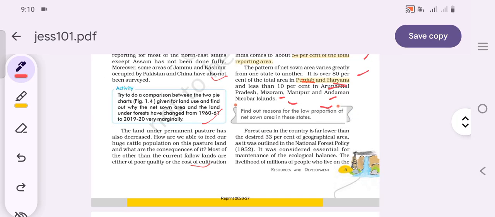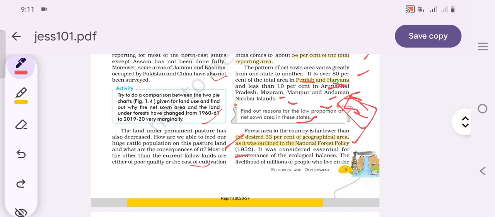Next, forest area in the country is far lower than the desired 33% of the geographical area. It was outlined in the National Forest Policy. So please, here it is a very important point. National Forest Policy was implemented in 1952, and here it is less than 33%. In our India, the total forest land is less than 33%. But the National Forest Policy says that the minimum desired percentage should be 33% at least. For example, in order to pass an exam, a person has to secure at least 33% out of 100, right? So like that, it was considered essential for maintenance of ecological balance.